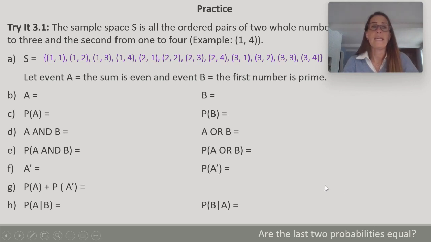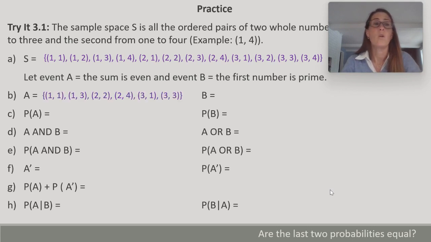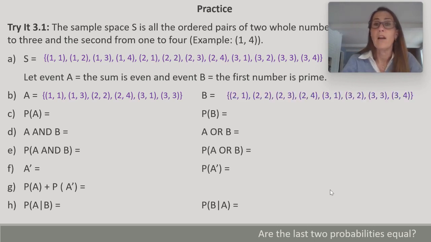So again, A is the event that the sum is even, and B is the event that the first number is prime. So A is going to consist of the pairs (1,1), because that adds up to 2, (1,3), (2,2), (2,4), (3,1), and (3,3). And B, so the first number is prime, is going to be (2,1), (2,2), (2,3), (2,4), (3,1), (3,2), (3,3), and (3,4). 1 is not considered a prime number.